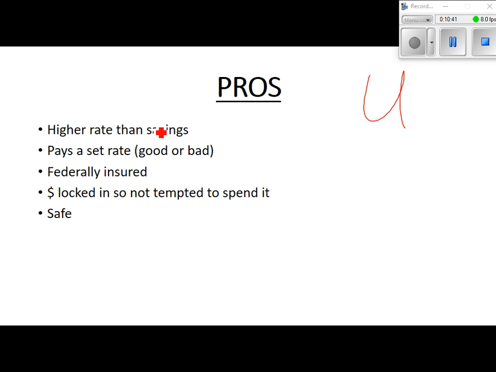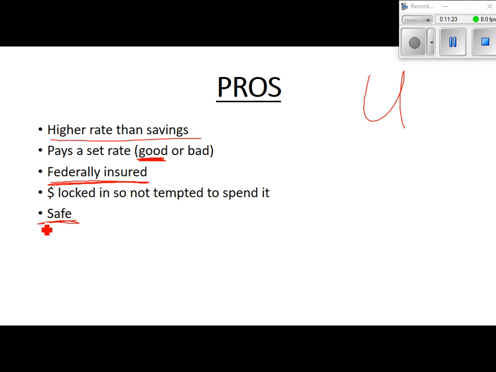Pros, for a CD, it's a higher rate than a savings account, so that's a good thing. It pays a set rate. That could be good. Like right now, if you had a CD from a year ago, that percentage is probably higher than if you went in and got a CD right now, because the percentage would be sort of low right now with the pandemic and everything. Federally insured, as long as you got it through a company that's federally insured, you're not going to lose your money, so that means it's safe.